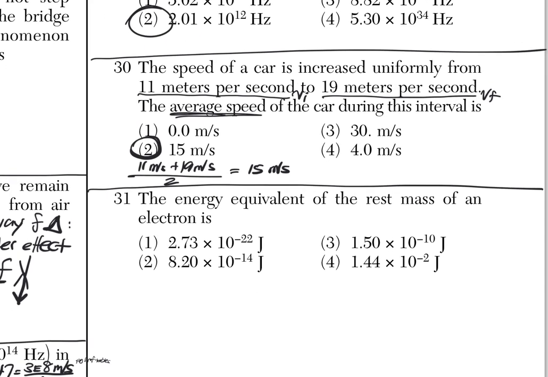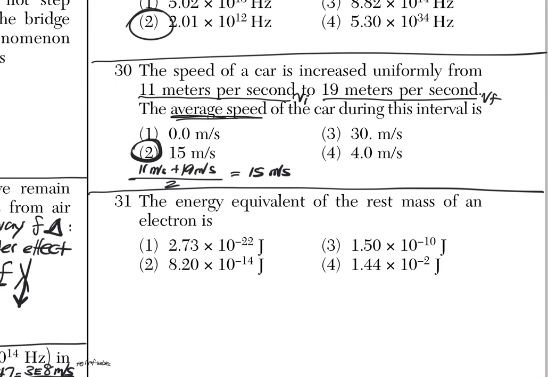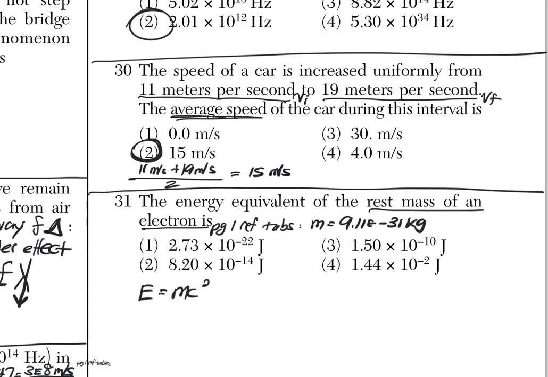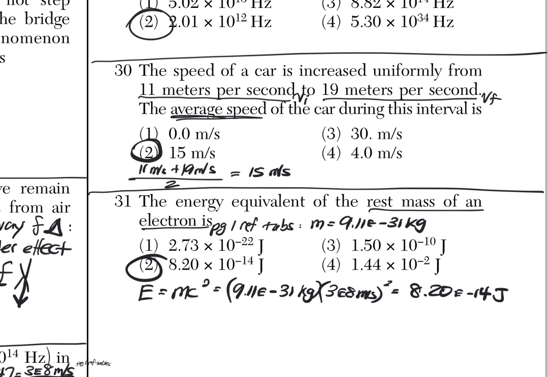Next question, 31. Rest mass of the electron. What is the energy in joules? So I can look up the rest mass of an electron from page 1 of the reference tables. It's 9.11 times 10 to the negative 31 kilograms. I want the energy of that, and so that's going to be E equals mc squared. And so we wind up with 8.2 times 10 to the negative 14 joules. Do not forget to square C. And that C, of course, comes from page 1 of the reference tables, the speed of light in vacuum.